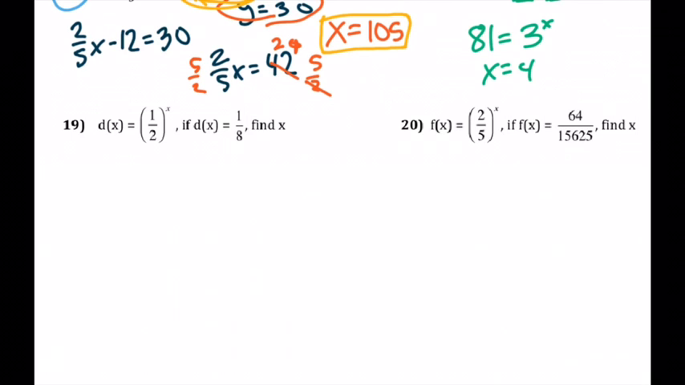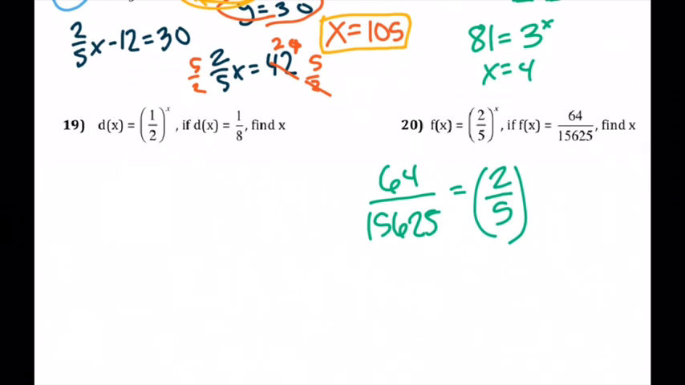Yes. 64 over 15,625 is equal to 2/5 parentheses exponent x. Yeah. So let's think about what this means because it looks pretty intimidating because of all the fractions, then we've got the parentheses and the exponents and everything. So remember that if we said 2/5 to the second power, that would be 2/5 times 2/5. And that would equal 4 over 25.